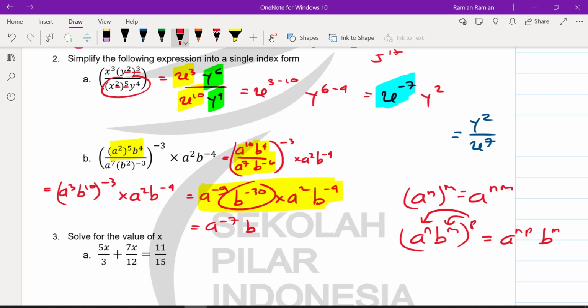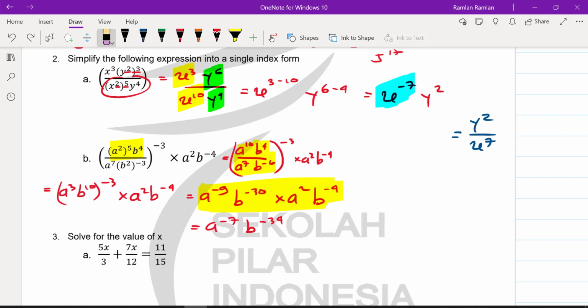And then the same thing with the b. And here we have this guy and this guy. So again, just add the power. There will be -30 added with -4. There will be -34. That's it, right? So this is in a single index form, and then we cannot simplify that anymore because each of the bases has a single form.